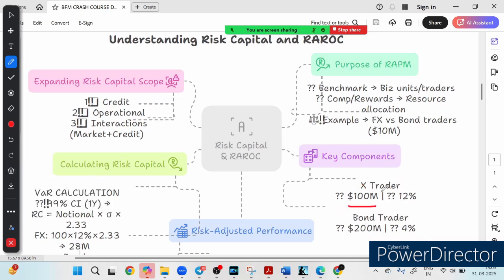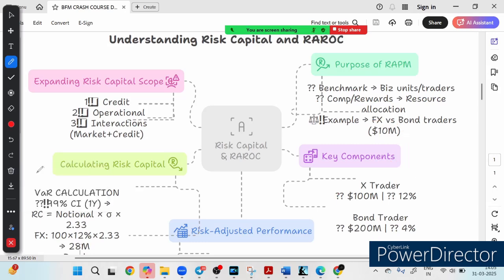Suppose a forex trader invested $100 million, a bond trader invested $200 million, and both of them get the same return. Let's say both of them get a 10 million return, right? But the question is, who is performing better? So this is where the RAROC concept comes into the picture.